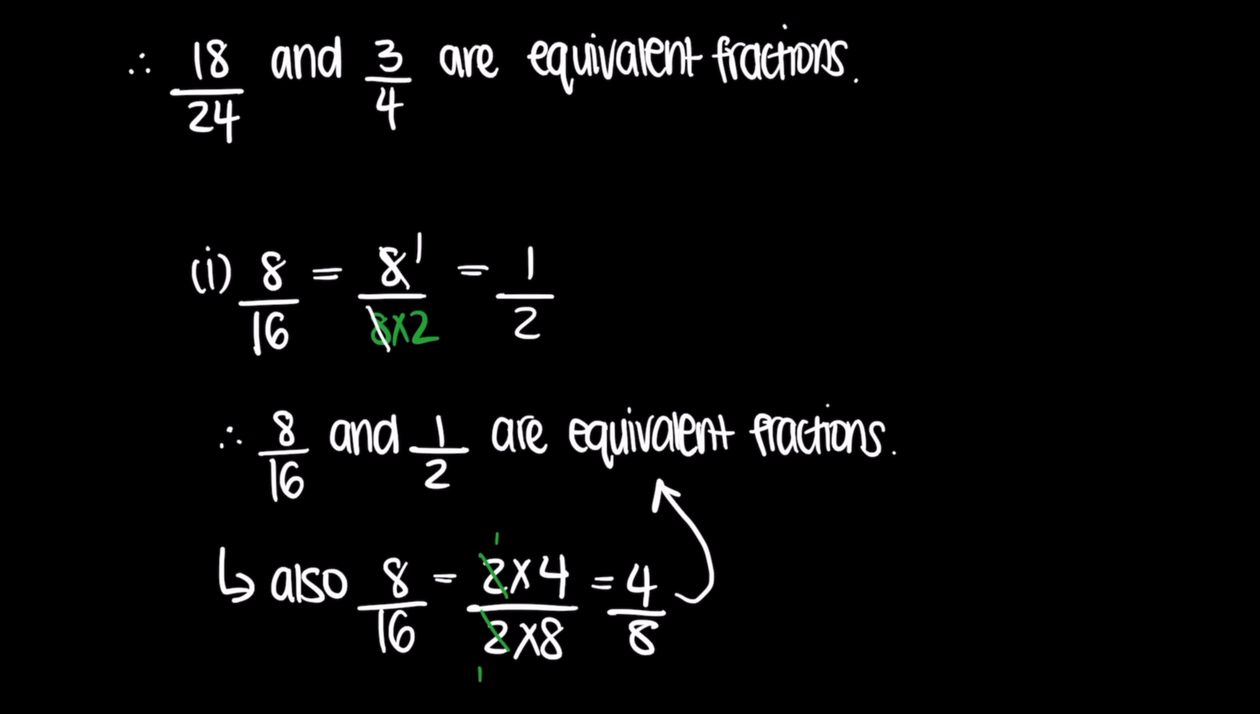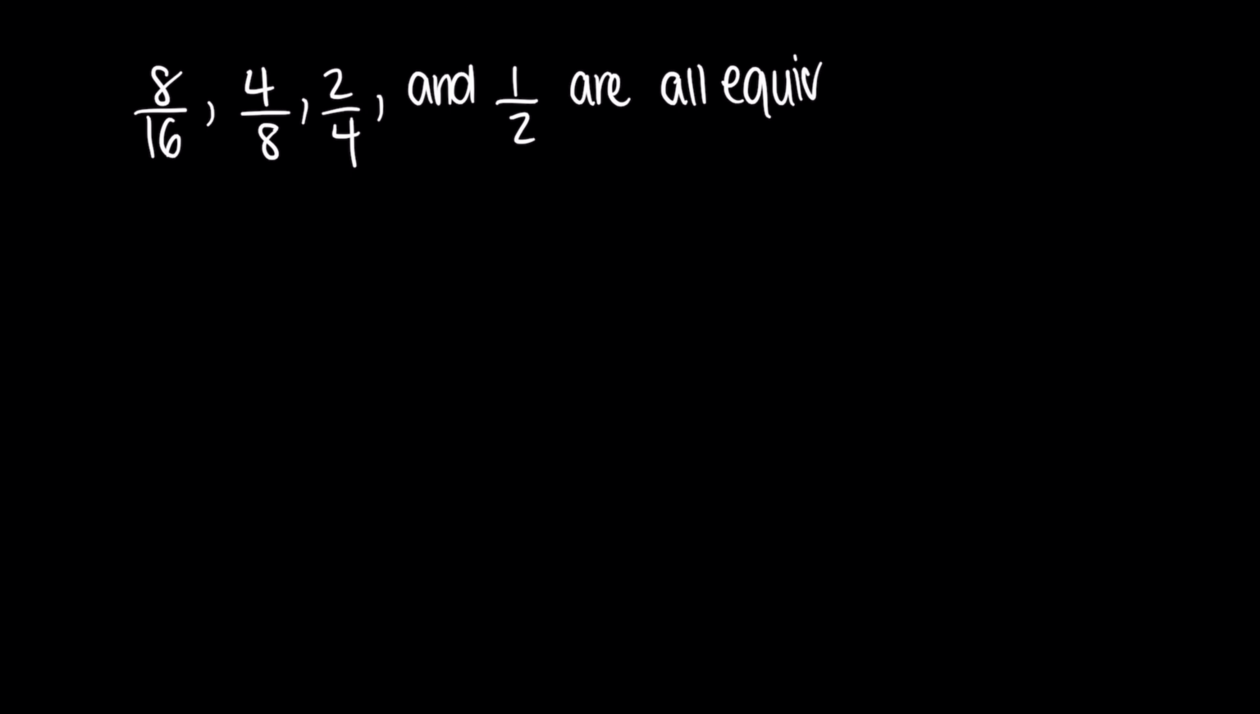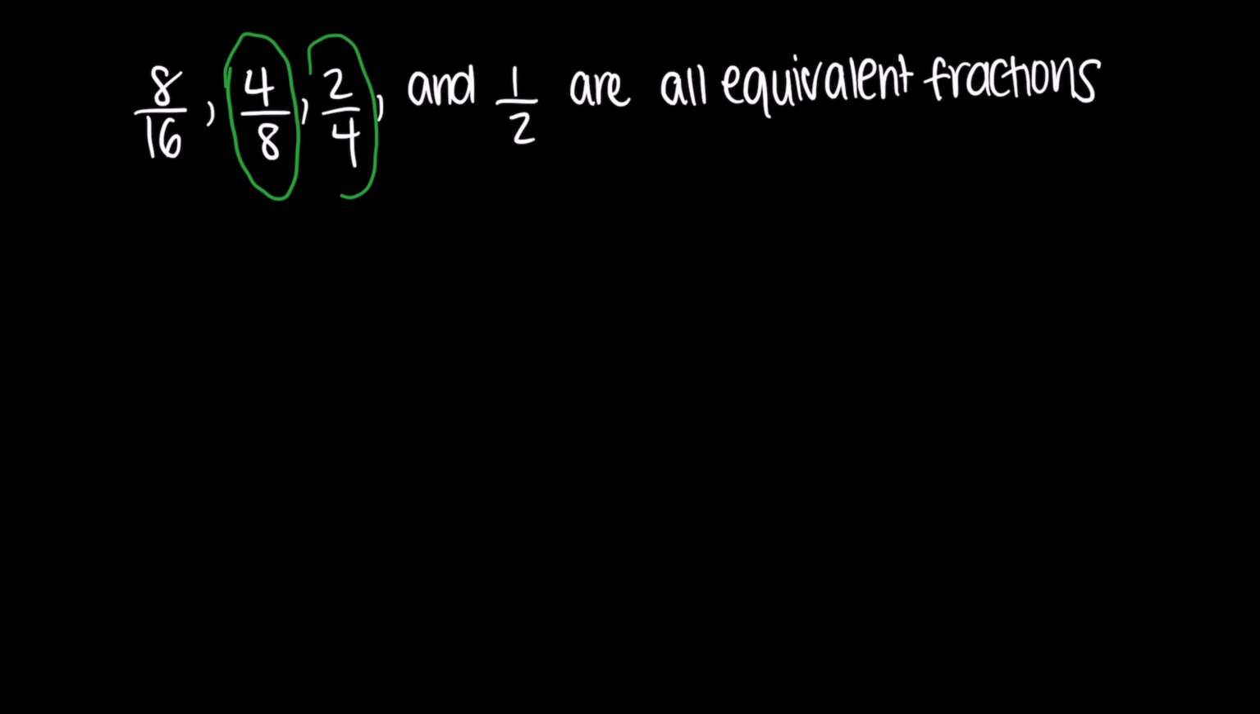We can also take 4 over 8 and factor out another 2 from the fraction, as 4 divided by 2 leaves us with 2, and 8 divided by 2 leaves us with 4. So 2 over 4 is also an equivalent fraction. And just to show that 8 over 16, 4 over 8, 2 over 4, and 1 over 2 are equivalent fractions, let me do a quick diagrammatic representation of, let's say, 4 over 8, 2 over 4, and a half.